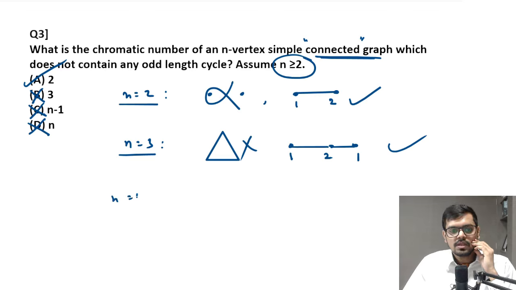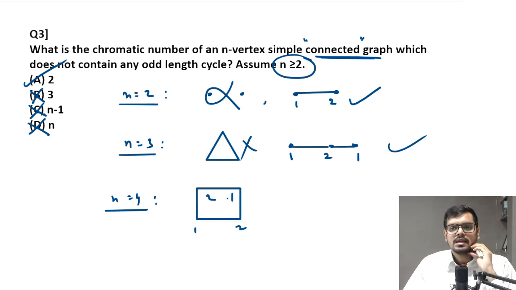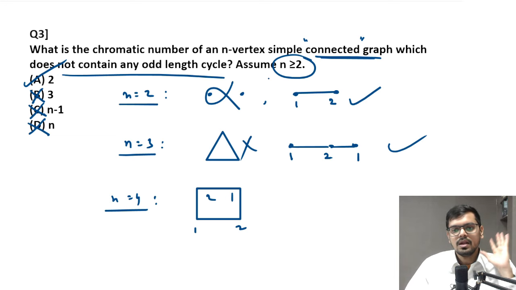You can check even for n is 4. N is 4, 2 colors are enough. 1 2 1 2, right? 2 colors are enough. So yes, option A is correct if this is the condition, that odd cycles are not allowed. Okay, odd cycle means like this, cyclic. You know it very well. In the conceptual class we have seen all the concepts, right?